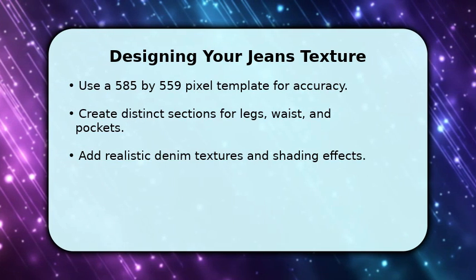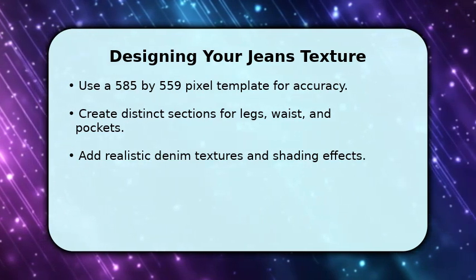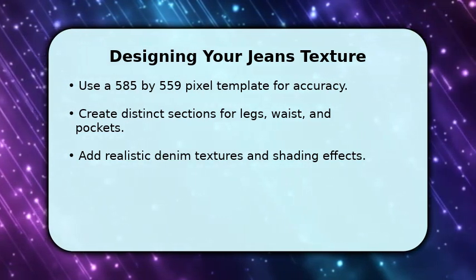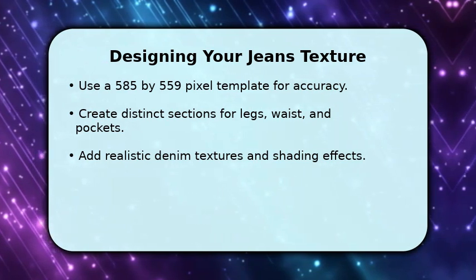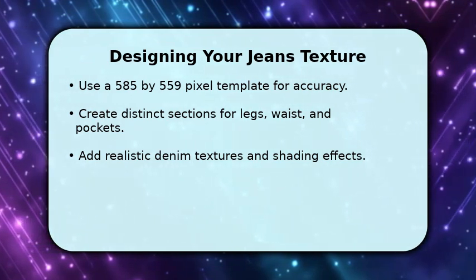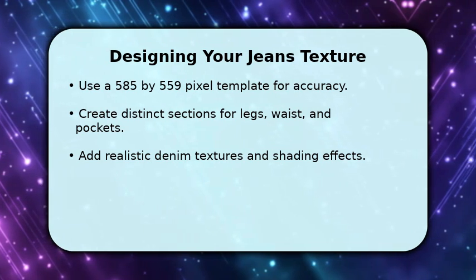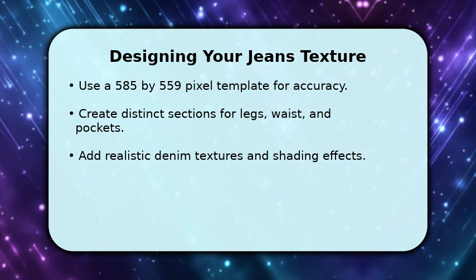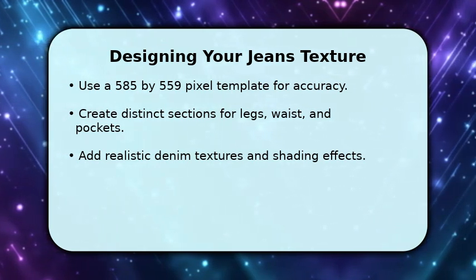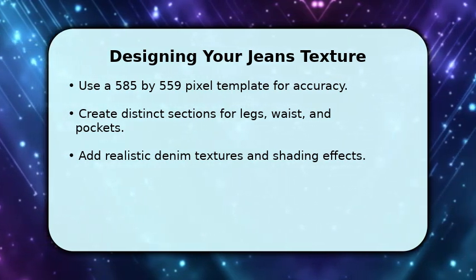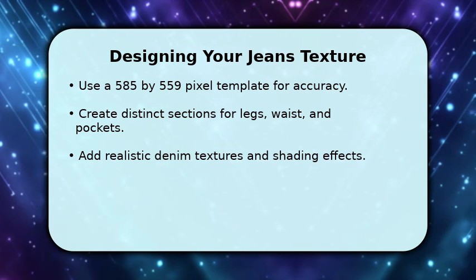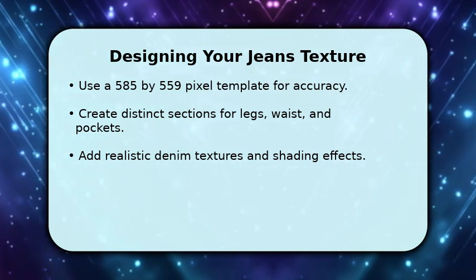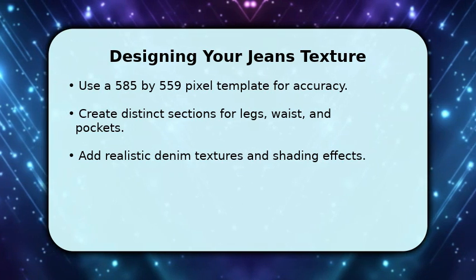Now, let's dive into designing your jeans texture. It's vital to use a template with precise dimensions, specifically 585 pixels by 559 pixels, for accurate placement. Carefully create distinct sections for the legs, waist, and pockets. Focus on adding realistic denim textures, subtle shading, and any unique details to make your jeans truly stand out. Precision in this step ensures a professional final product.